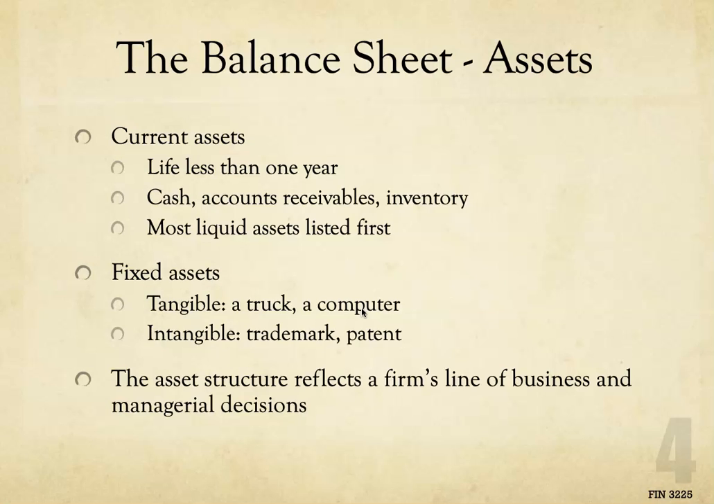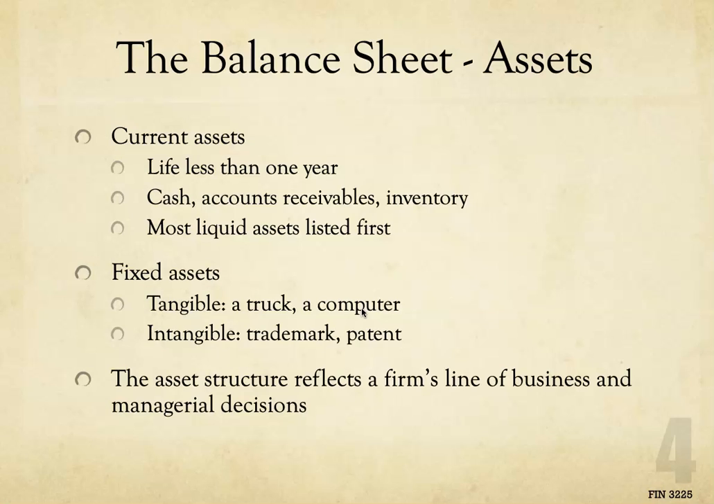These are current assets. After that, we have fixed assets. These are assets that will last longer than a year. There could be tangible fixed assets, such as a truck, a computer, a building, anything that we can see. There are also intangible assets, such as trademarks and patents. These are still assets, and they last more than a year, so they are in the fixed assets. We just can't see them, so they're intangible, but they are still fixed assets.